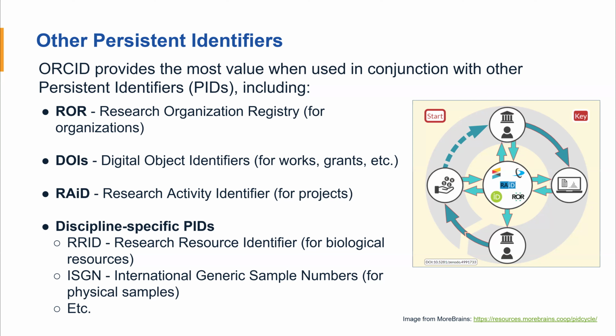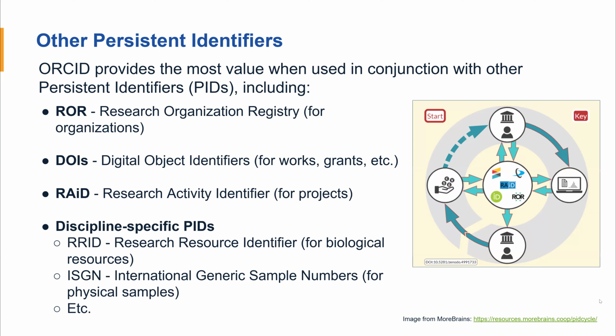RAID, which stands for Research Activity Identifier. This is a very, very brand new one that's especially designed for projects, research projects. So that's something to keep in mind and look into. And of course, there are lots of other identifiers that aren't listed here. There are discipline-specific PIDs like RRID for biological resources and ISGN for physical samples. So depending on your organization's focus and activities, it's a good idea to learn about the other identifiers that work in conjunction with ORCID because it's all really very much an ecosystem.